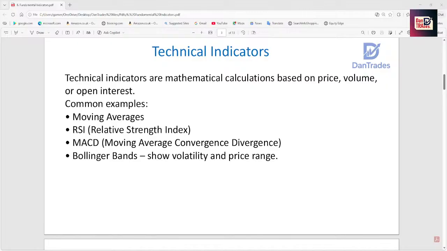We have RSI, we have the MACD, and we have the Bollinger Bands. Now, I'm going to dive deeper into every single one of them. So let's dive into the moving averages.